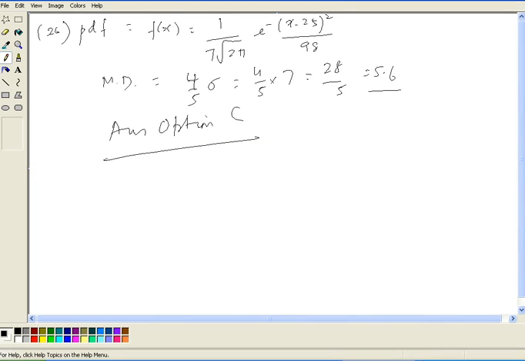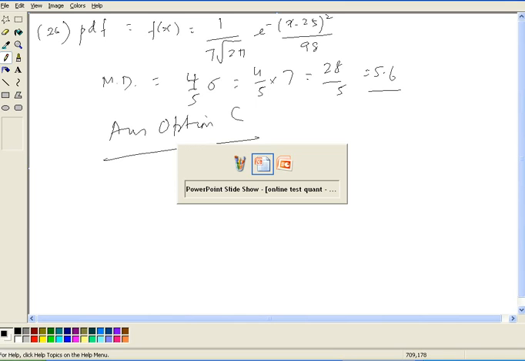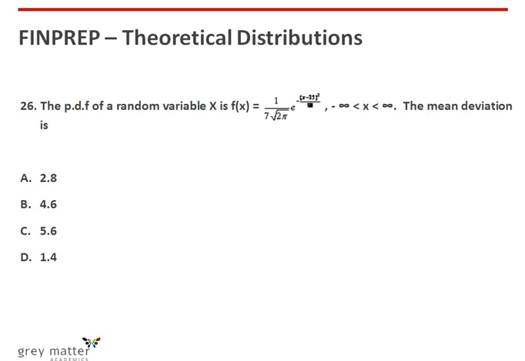Going to our work area, we know that mean deviation is 4 by 5 sigma, and judging by this normal distribution, your sigma happens to be 7, so it is 4 by 5 into 7, which works out to be 5.6, which is option C. Going to our PowerPoint presentation, it is option C, which is 5.6.